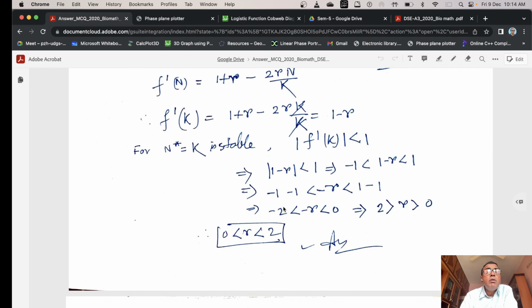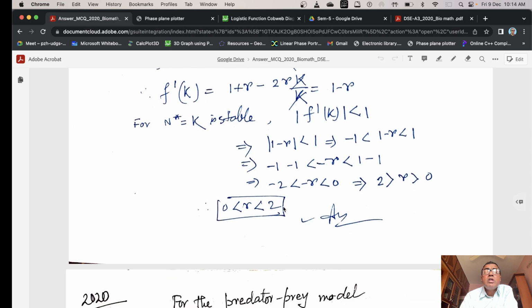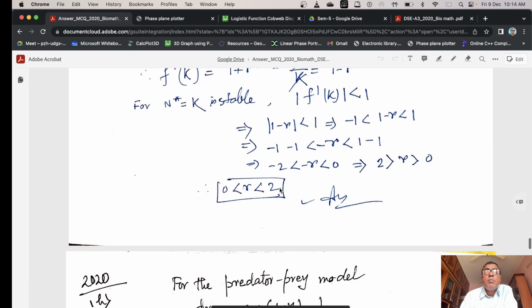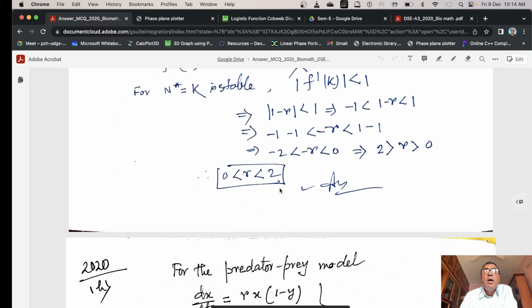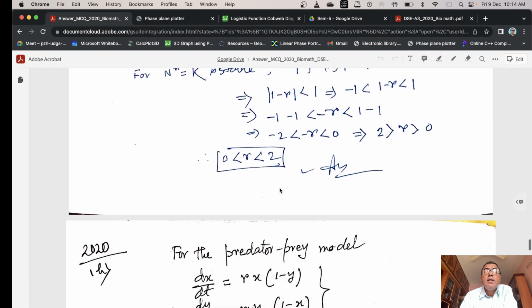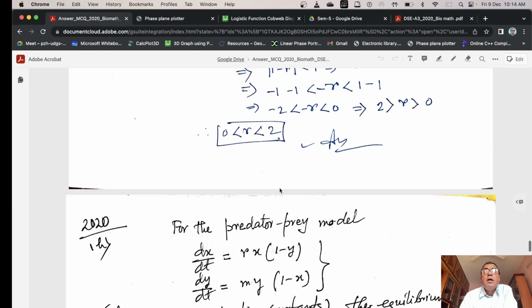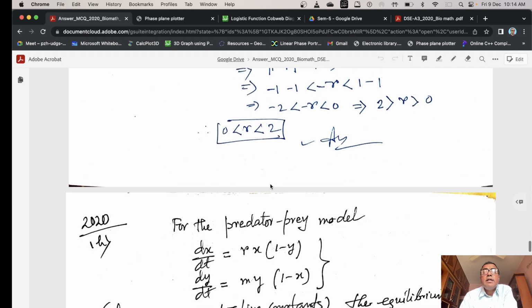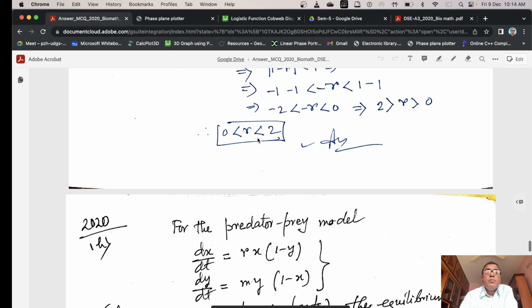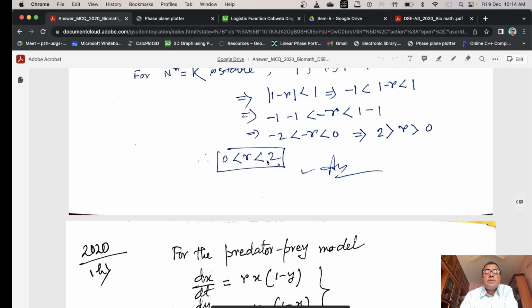For N star equal to K to be locally asymptotically stable, the modulus of f dash K must be less than 1. So modulus of 1 minus r is less than 1. So minus 1 less than 1 minus r less than 1, and hence we get minus 2 less than minus r less than 0. That is, 0 less than r less than 2 is the correct answer.